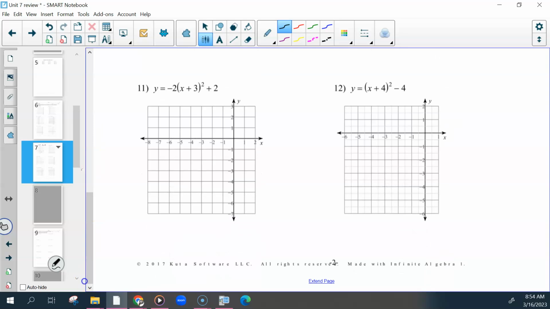So if we were finding the vertex using what's on the inside, what's on the outside, where would we plot that point? -3, +2. And then you would find the rest of the points. It's just the format. It's called vertex form. Don't do that.